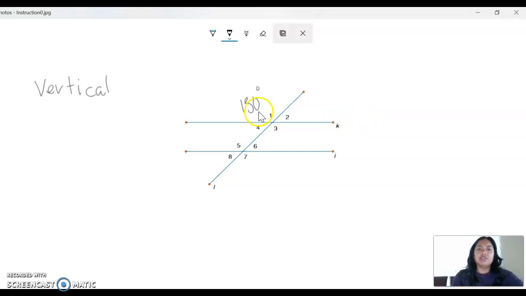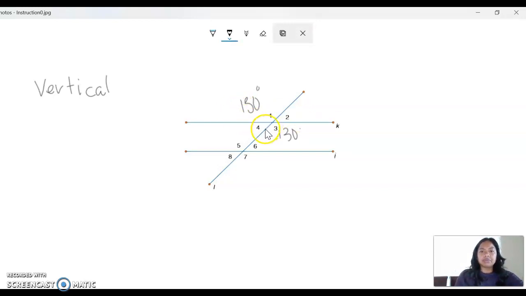Vertical angles, we learned from last unit, are opposite and equal to one another. They are congruent. So if 1 is 130, 3 is also 130 degrees.